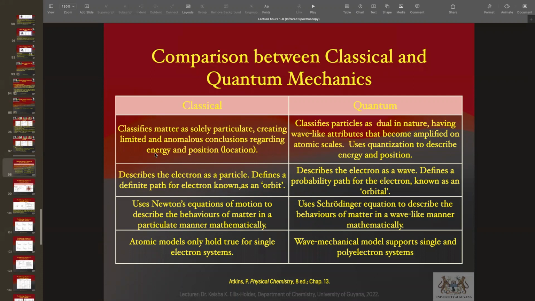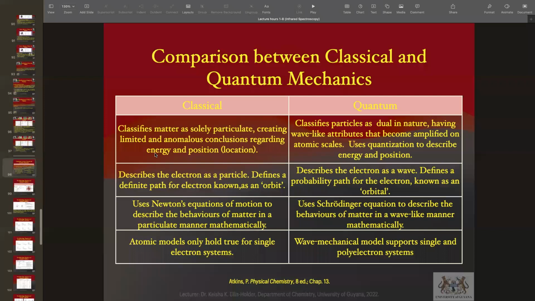The second thing is that, in terms of assumptions, the implication of those assumptions is that it created limited and anomalous conclusions regarding energy and position. We saw that with the black body radiation experiment. Classical mechanics was not able to explain sufficiently the results that were being visibly displayed by objects of matter on a daily basis. It was able to show correlation correctly for low temperatures.